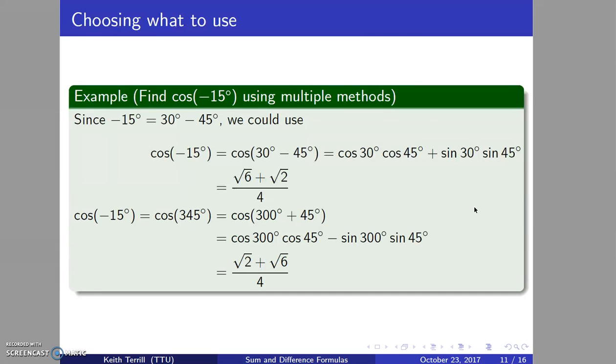Of course, we do have a lot of options available to us, right? You can use any coterminal angle you want whenever you're using, well, any trig function, really. So if you want to find cosine of negative 15 degrees, you could argue, well, that's 30 minus 45 degrees, and that would get you to root 6 plus root 2 over 4. Or you could recognize, oh, well, that's the same as cosine of 345, which is 300 plus 45, because 345 is coterminal with negative 15 degrees, and that too would get you the same value, root 2 plus root 6 over 4, the way you evaluate that.